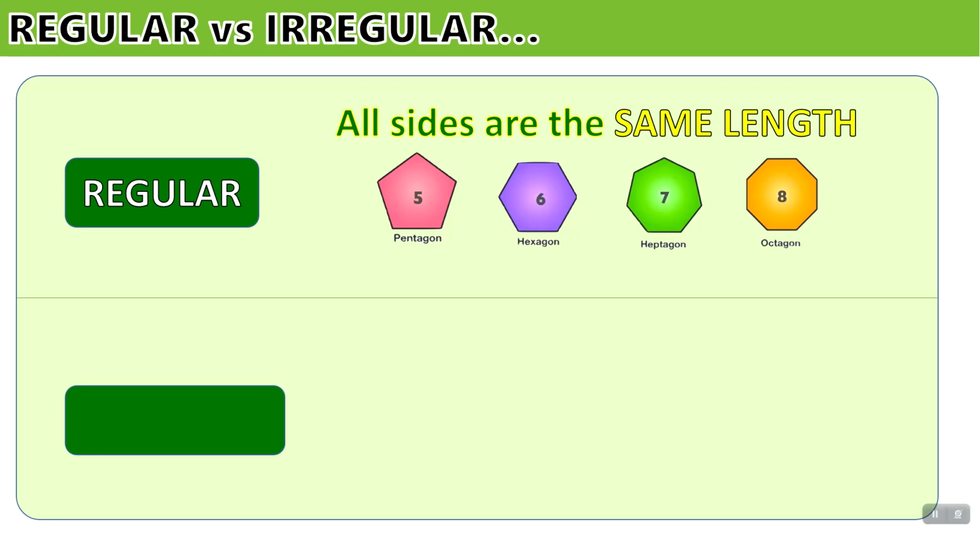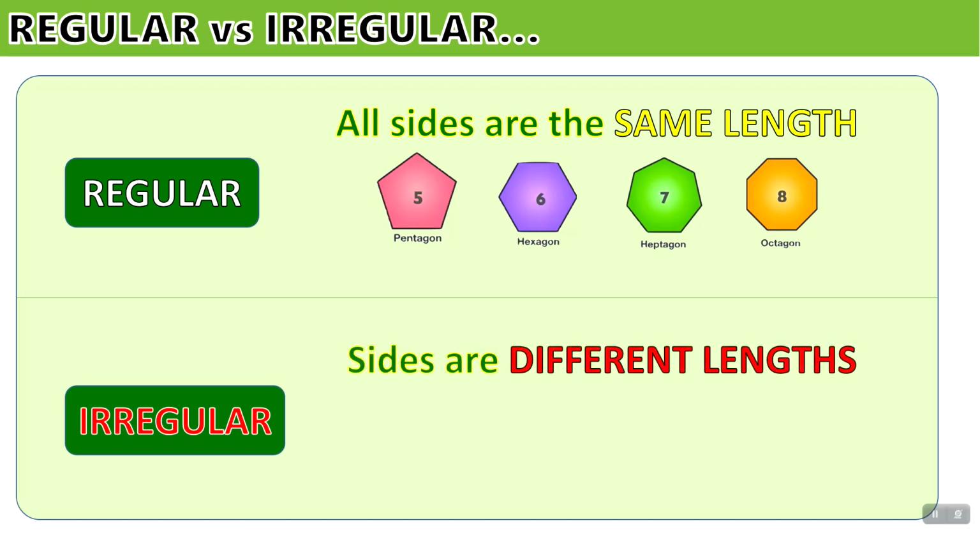Now let's compare that with irregular polygons. By definition, irregular polygons are polygons in which the sides are different lengths. And so some lengths can be smaller, some lengths can be longer. As long as it has the same number of sides, we give it the name of the polygon. So for example, here is a 5-sided shape.